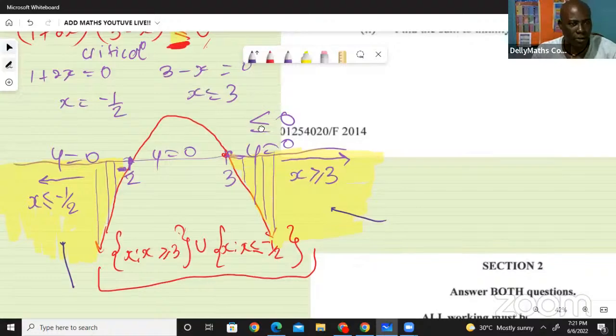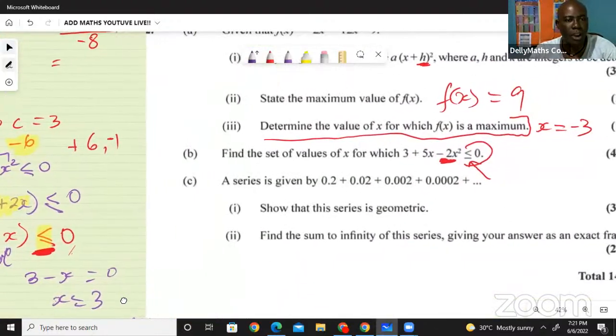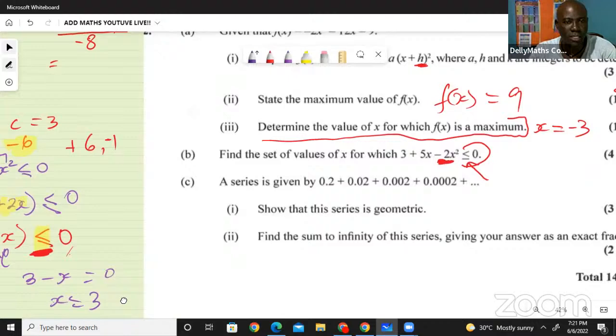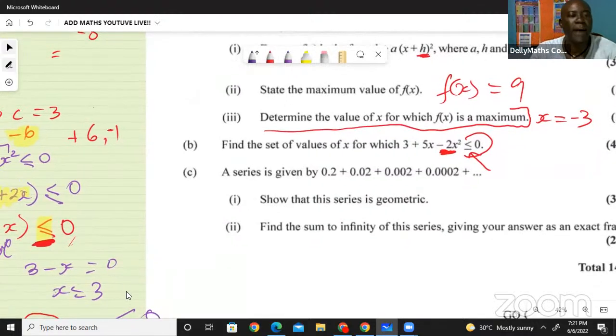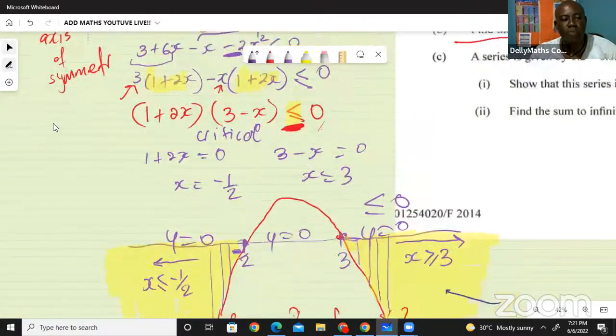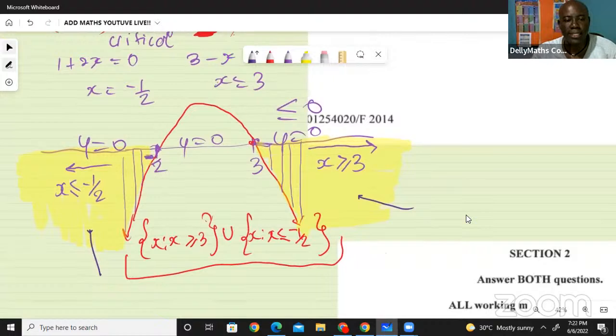So let us peek back at the question. It says, find the set of values of x. Hence, we want to use set notation and represent it properly. So we use our curly bracket and all of that.